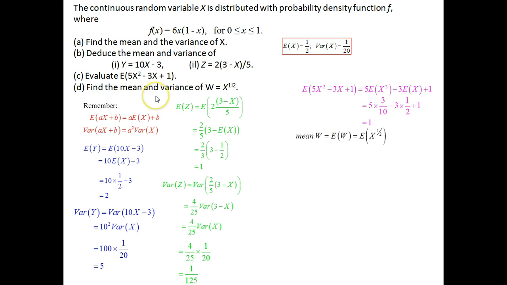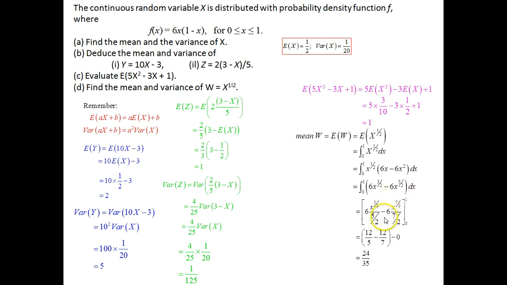Now we need the mean and the variance of W, which is x to the power of a half now. So we need expected value of x to the power half. So that means I need to go back to the integration. I need to multiply by x to the half. So I've got 6x to the 3 over 2 minus 6x to the 5 over 2 to work out the integral. And then I add 1 to the index, so 6x to the 5 over 2 over 5 over 2, and 6x to the 7 over 2 over 7 over 2. Put a 1 in and tidy the fractions, and I get 24 over 35.